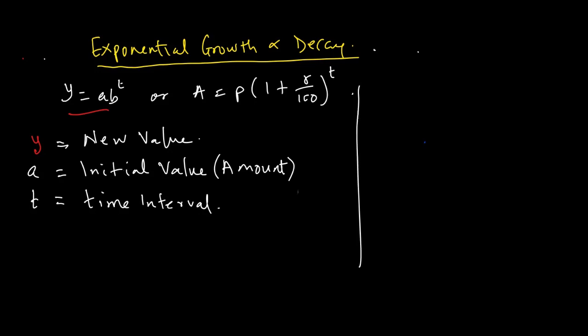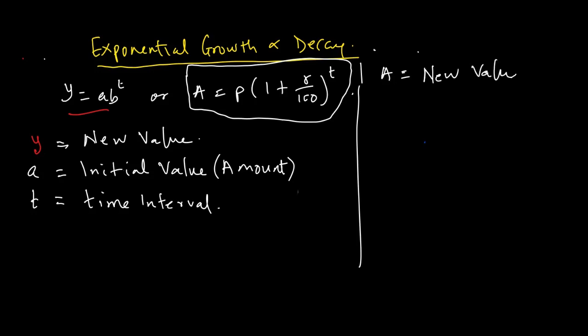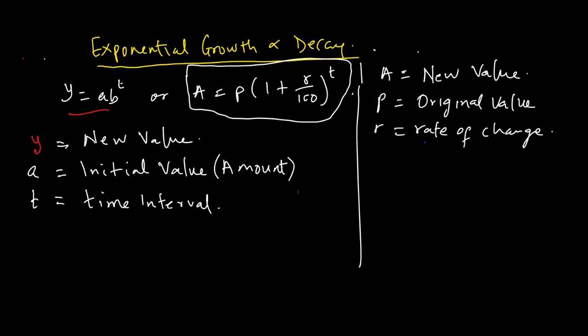The same thing for this second formula. Here, the A stands for the new value as well. P is the original value or initial value. Then the r here stands for rate of change. And the t here stands for time interval.